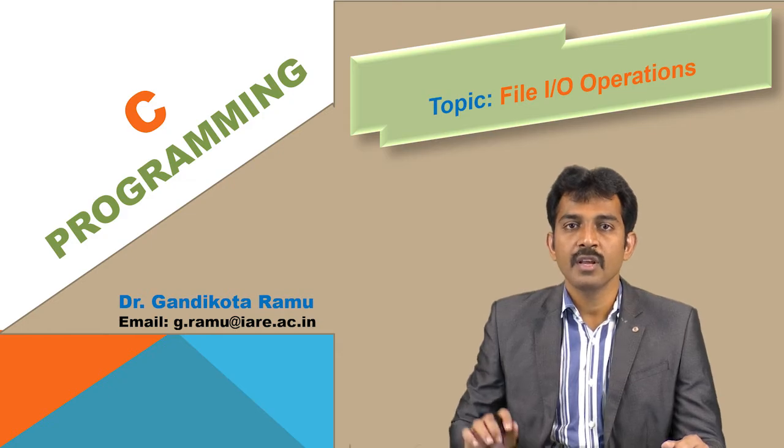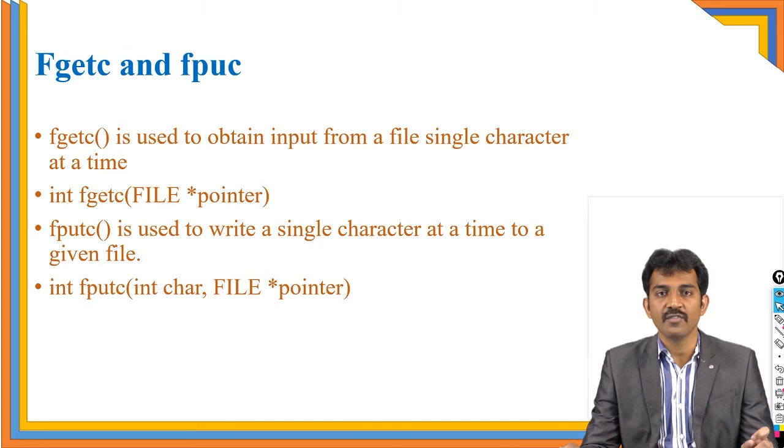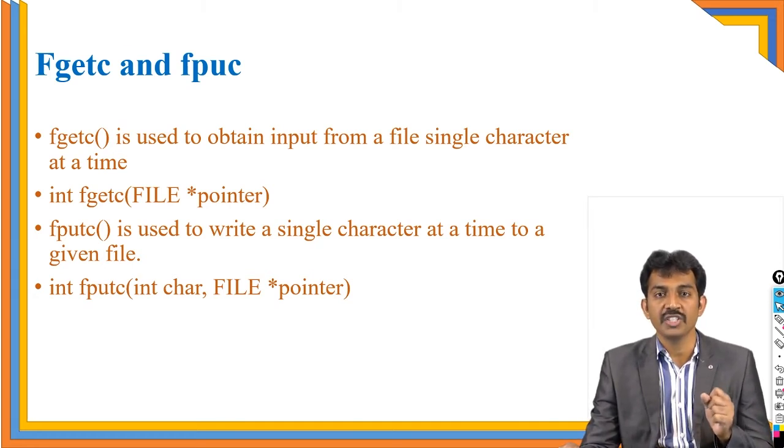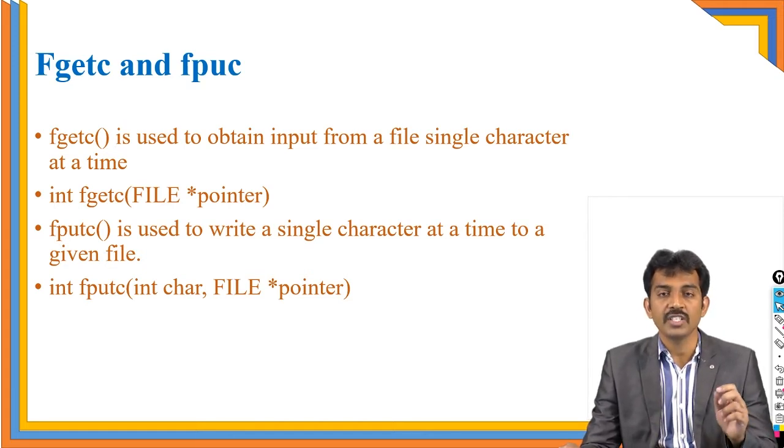The first are fgetc and fputc. If you observe clearly, fgetc is a function used to read data from the file, and fputc is a function used to write data into the file. That is the difference between fgetc and fputc. Both functions read or write only a single character at a time. And fgetc takes one argument as input, that is the file pointer.